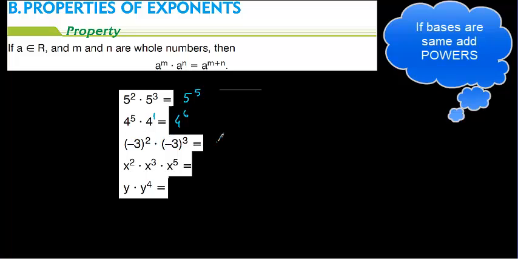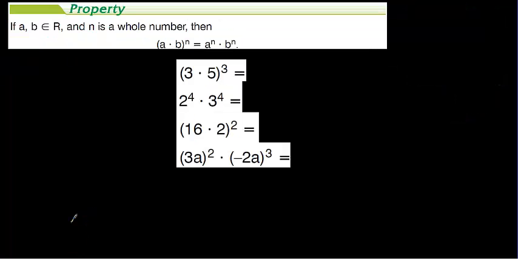Minus 3 to the power of 5, it's going to be minus 3 to the power of 2 plus 3, which is equal to 5. That is the answer. Okay. The next one: if we have multiplication inside the parenthesis and then an exponential expression, it means that you can distribute the power to both numbers.